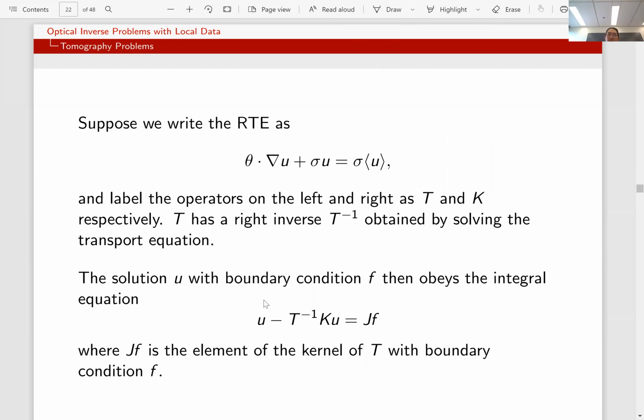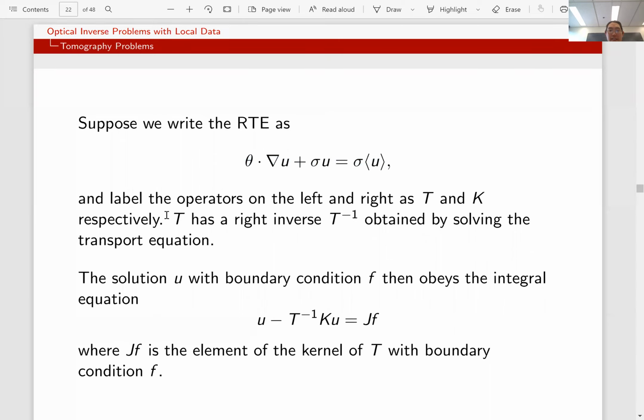Okay. So the idea is based on something called the collision expansion for the RTE. The way this works is that I can take the RTE and write it out with the integral term on one side and everything else on the other. The stuff on the left, I'm going to label T. This is basically just a transport equation that we can solve as though it were an ODE. And the stuff on the right, I'm going to label K, so this is the operator K applied to U.